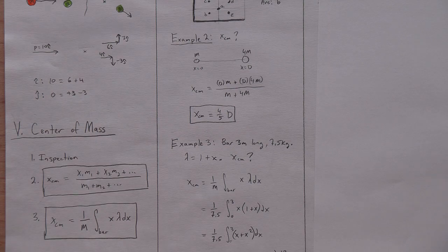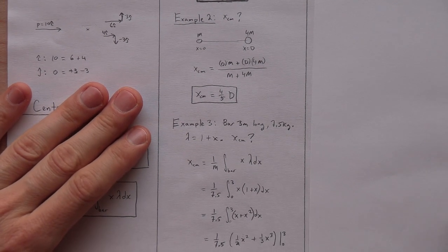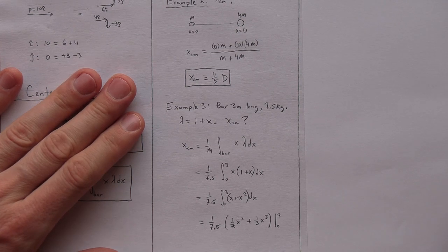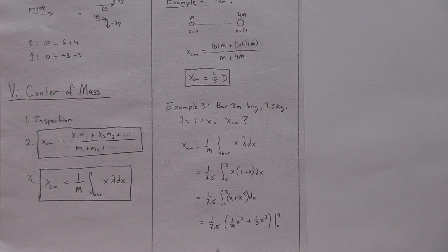And the last one shows how to calculate the center of mass with integration. Okay, so I've got a 3-meter long bar, 7.5 kilograms, and here is my function, lambda equals 1 plus x. And what's the x center of mass?